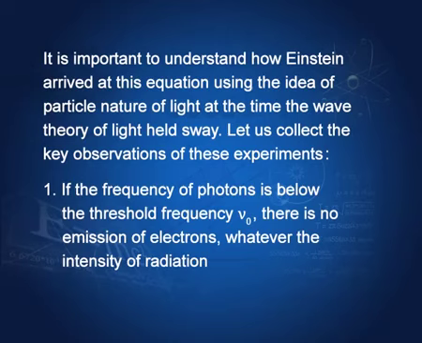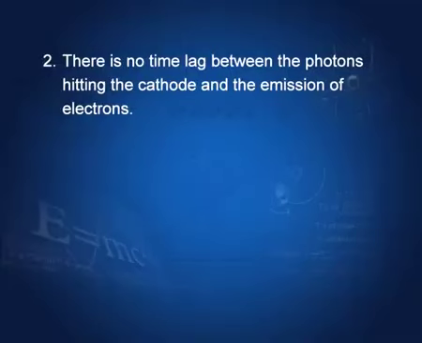1, if the frequency of photons is below the threshold frequency, there is no emission of electrons. Whatever the intensity of radiation, that is important: if the frequency of photons is less than the threshold frequency for a particular metal, then whatever the intensity, that means whatever the number of photons, it does not matter, no photoelectron is emitted. There is no time lag. I pointed out to you during our discussion that there is no time lag. As soon as the photons hit the cathode, immediately the electrons are emitted. That means, as if the energy is being transferred instantly.